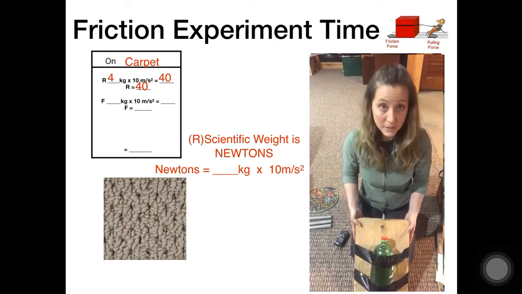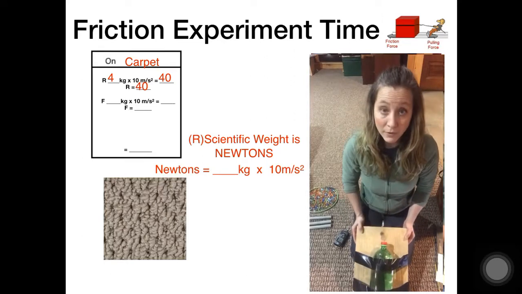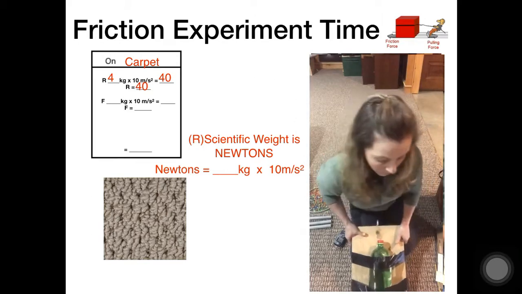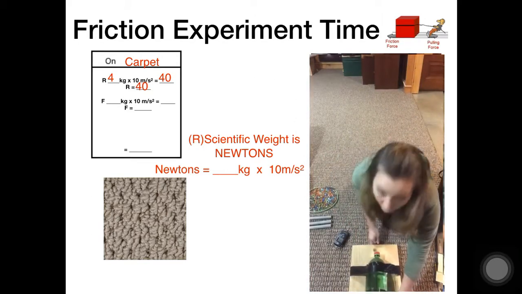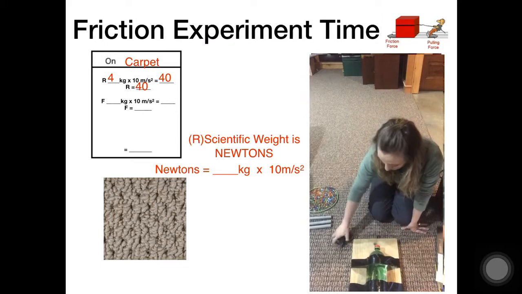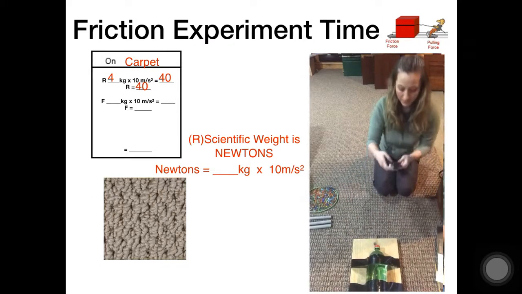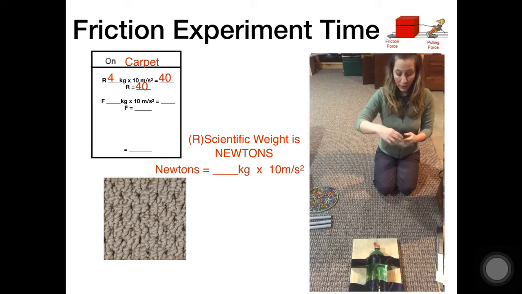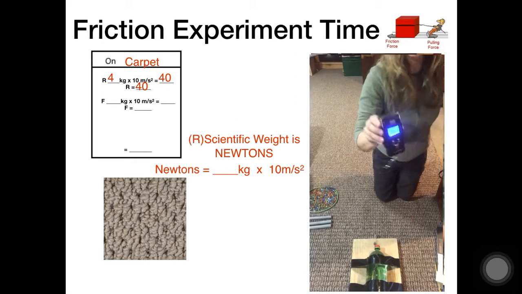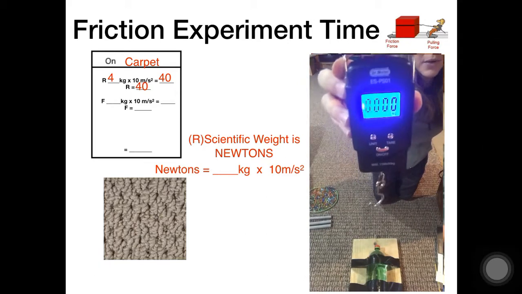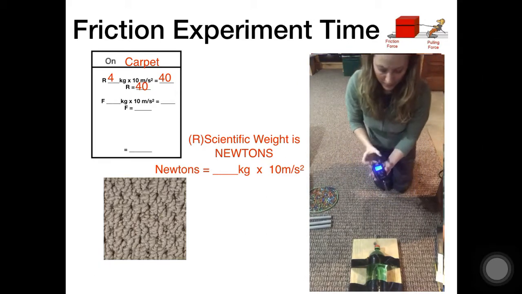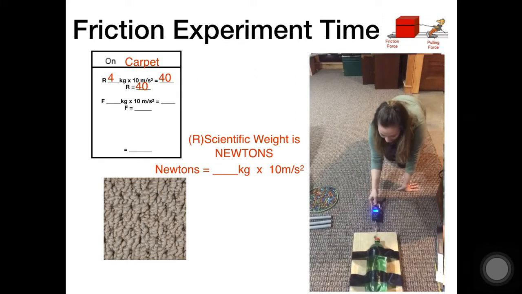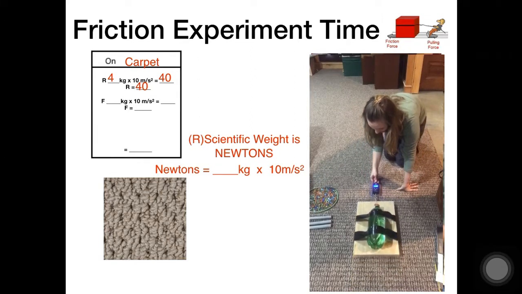So that is the first step, and next we have to figure out our F. Our F is the force we need to put in. So we will be laying this down on our carpet, and we will be pulling forward to come up with our force that we need to put in. So we have our scale again zeroed out. I will hook it on here, and I will pull it as steady as I can to get a good reading.